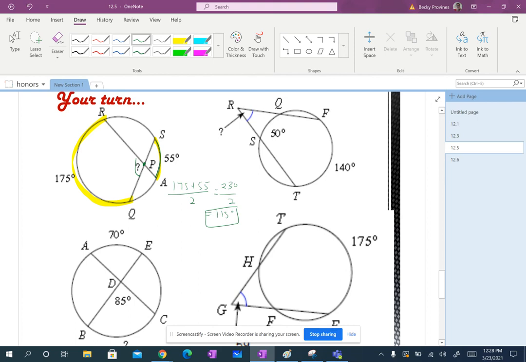Now, on the second one, you're outside the group of friends. You've been subtracted. So let's find the two arcs. We're dealing with these two. We have measurements for both. So 140 minus 50 over 2. 140 minus 50 is 90, over 2 is 45 degrees.